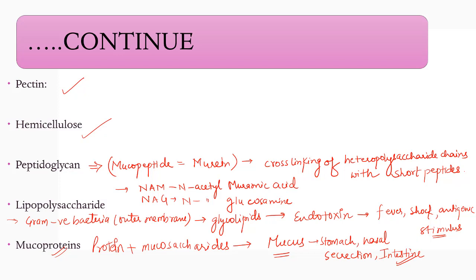So these are peptidoglycans, lipopolysaccharides, and mucoproteins. You have to remember them, most importantly, as they have been asked again and again. Peptidoglycan is also known as mucopeptide or murein, which has cross-linking of short peptides with heteropolysaccharide chains, especially the two chains NAM and NAG, N-acetyl muramic acid and N-acetyl glucosamine. Gram-negative bacteria have an outer membrane made up of lipopolysaccharide, which is a glycolipid that helps produce an antigenic stimulus like fever, shock, and others. It helps to produce endotoxins. Mucoproteins, a mixture of protein and mucosaccharides, help to produce mucus from the stomach, nasal secretion, and intestine.